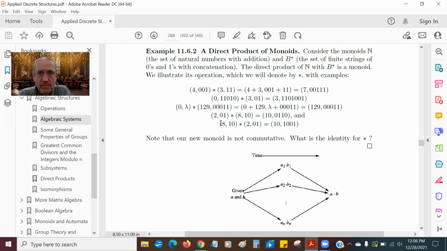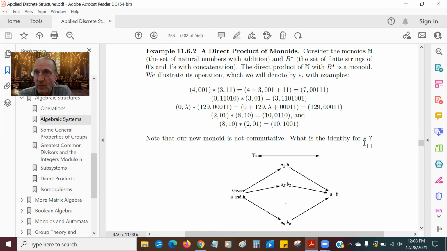And 2 comma 0, 1 star 10 comma... no, 8 comma 1, 0. That winds up being 10 comma 0, 1, 1, 0. So that's not a 1, 0, that's the number 10. And 8 comma 1, 0 star 2 comma 0, 1 is 10 comma 0, 1, 0, 0, 1. So now, of course, the monoid is not commutative.